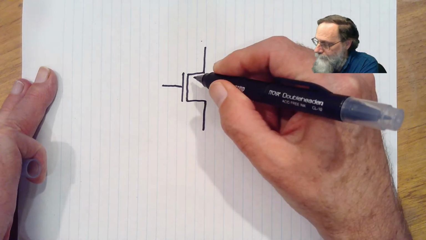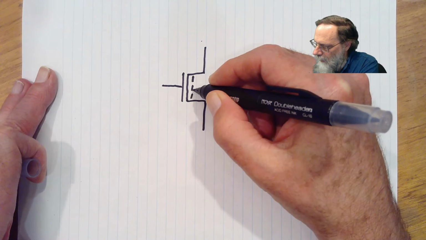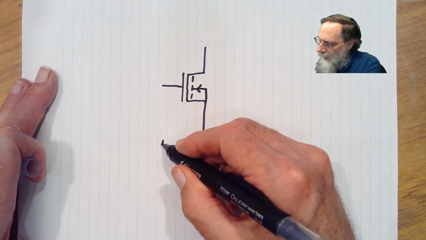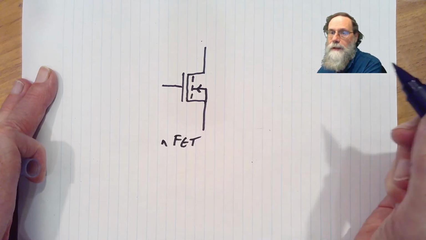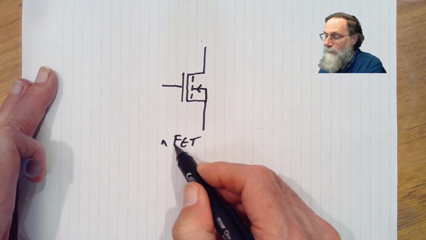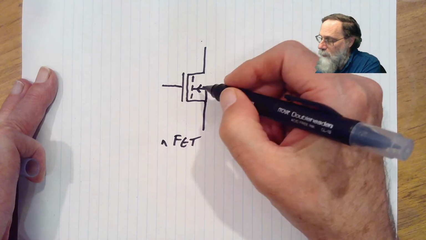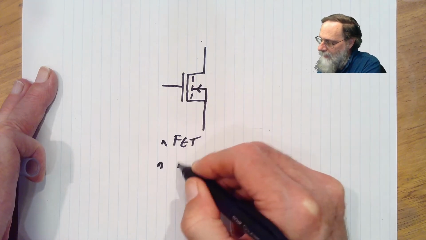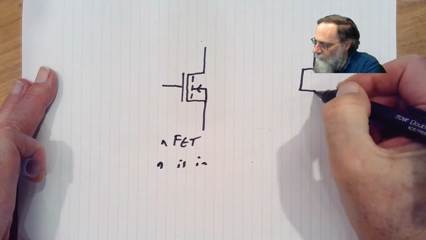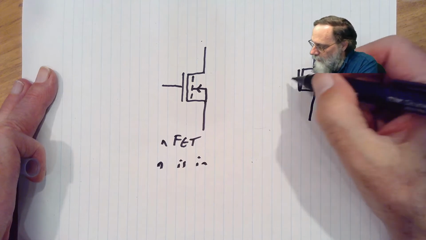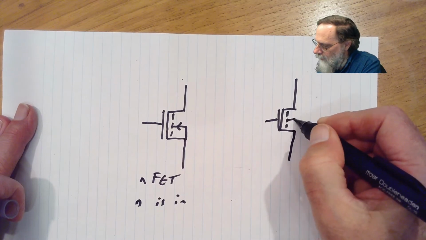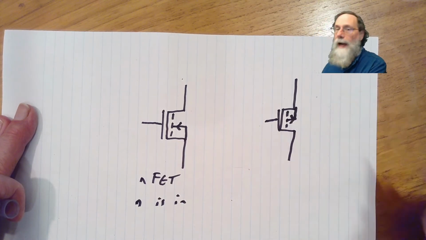One of them is drawn with an inward arrow. This is the NFET. N for the type of doping it has, field effect transistor. The arrow points in, so N is in. The other type we have is drawn much the same way, but the arrow points out.